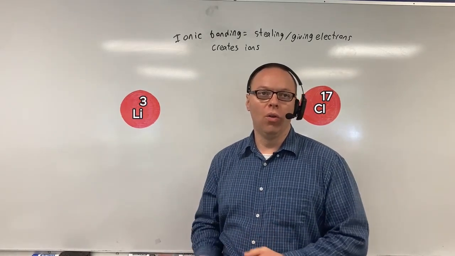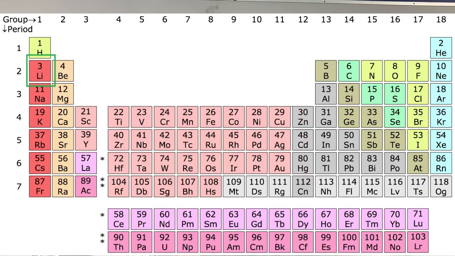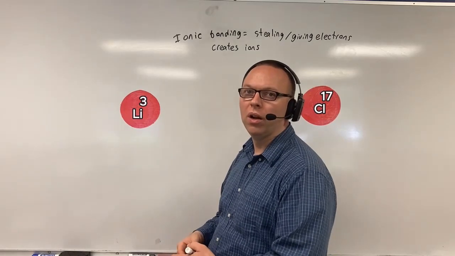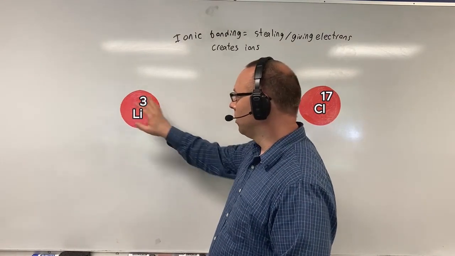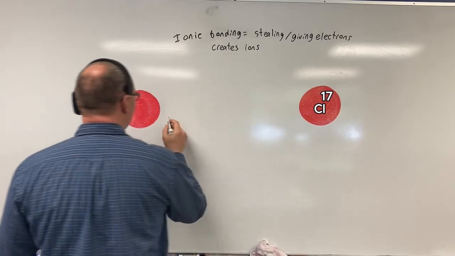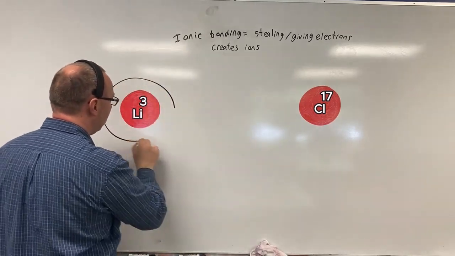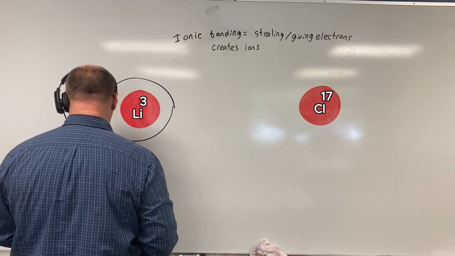So how do we know what to do? If you look at the periodic table of elements, what you're going to find is lithium has an atomic number of 3. That means it has 3 protons. We're going to put the number 3 right here and say lithium. What does that mean? Well, it has 3 protons. It must have 3 electrons. And so we're going to have our first shell.